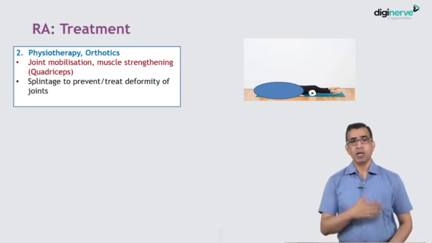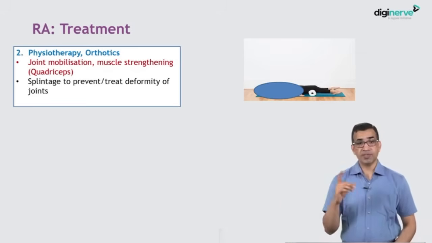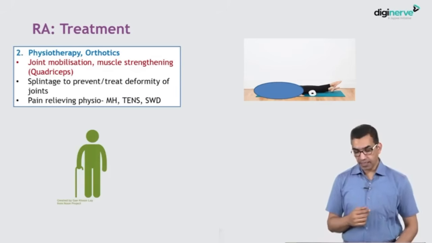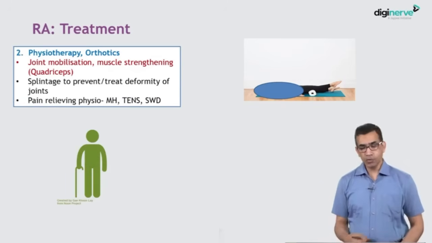Same with physiotherapy: mobilize the joints, muscle strengthening exercises, splint it to prevent the deformities. And pain relieving physio in the form of moist heat, TENS and shortwave diathermy, ultrasound, etc.